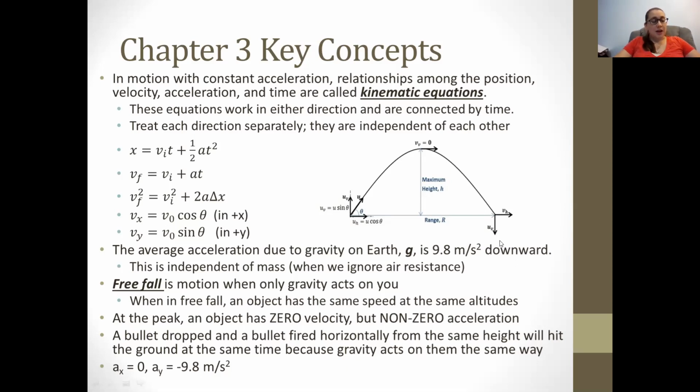Hopefully you guys remember, if we don't ignore air resistance, then our motion no longer is nice and parabolic. It drops off really rapidly. It does not go as far. It does not go as high, all that stuff. Free fall is our motion when only gravity is acting on you. So this is an idealized case, ignoring air resistance. The only force that's acting on the object is gravity pulling it down to the center of Earth.